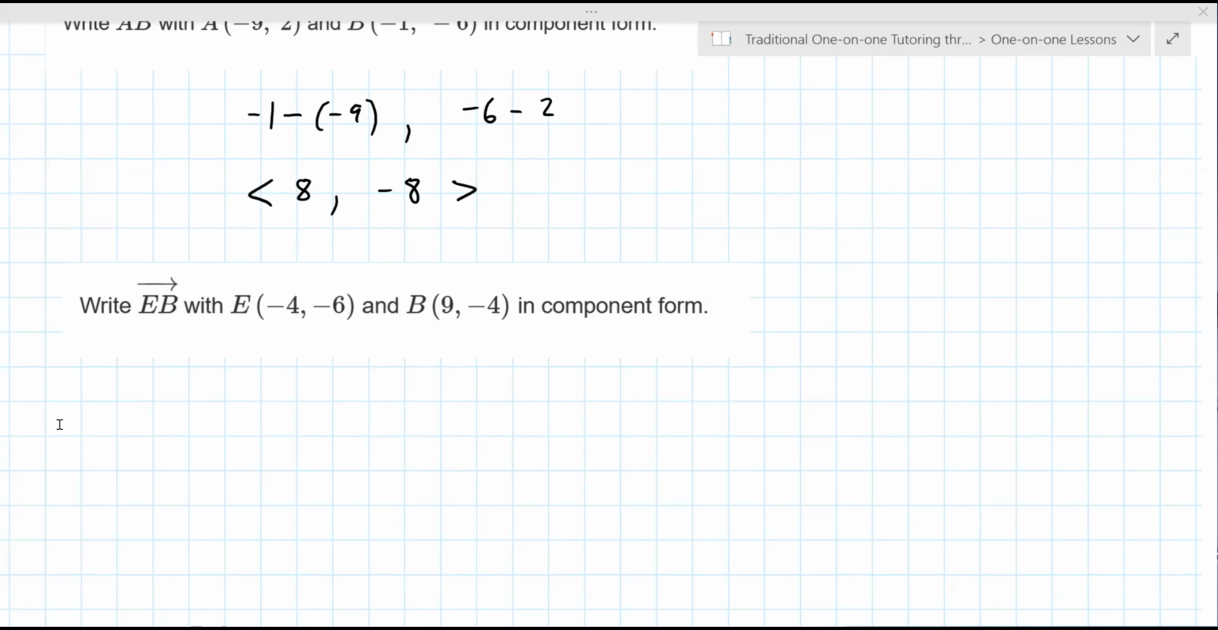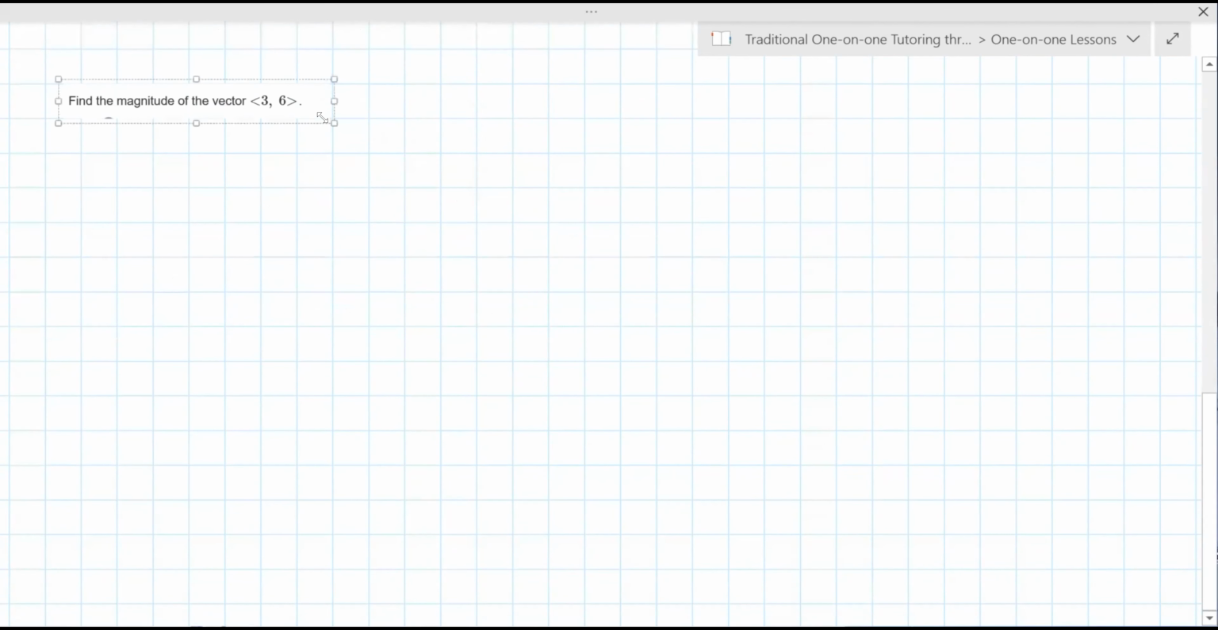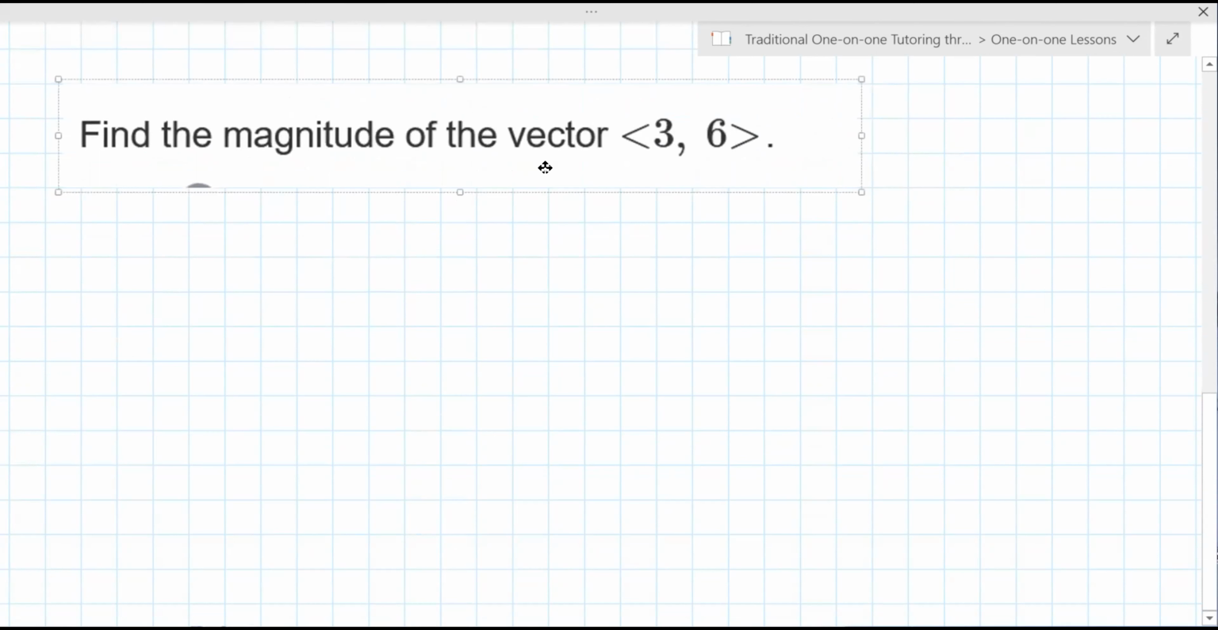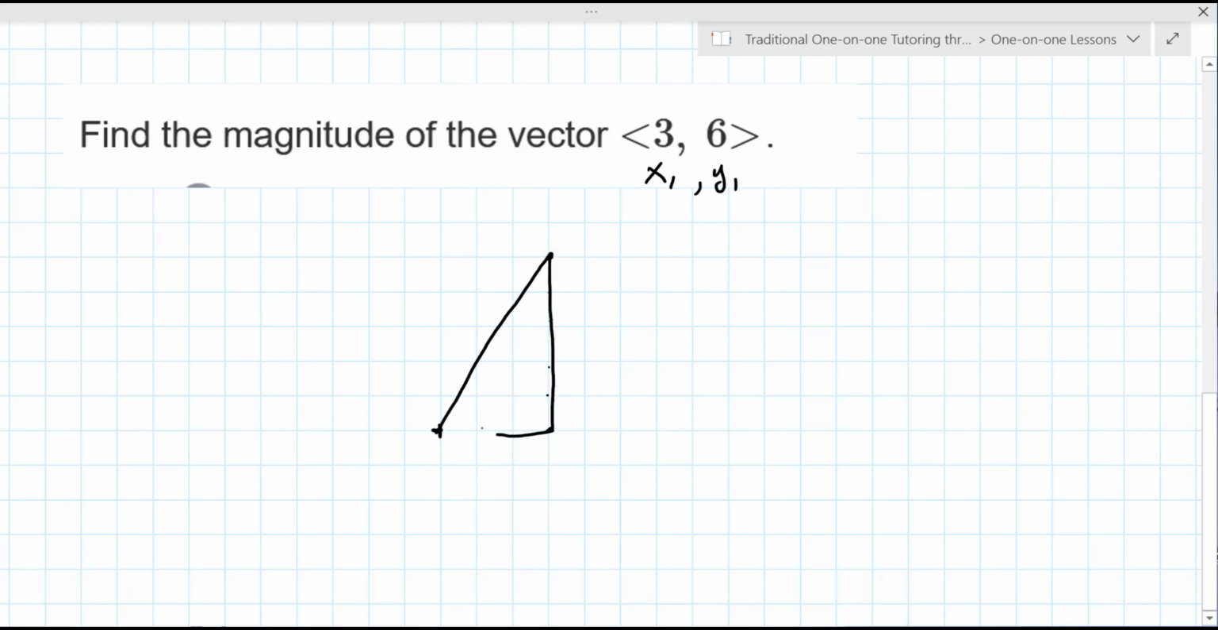The next question here is to find the magnitude of the vector. Okay, so vectors, believe it or not, are basically ordered pairs. So if this is your origin, and you go 3 to the right, and then 1, 2, 3, 4, 5, 6 up, and you draw a line to that, what kind of shape do you see here? Right triangle. Right.